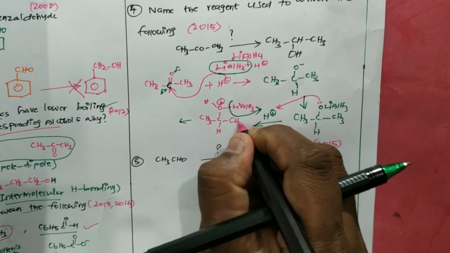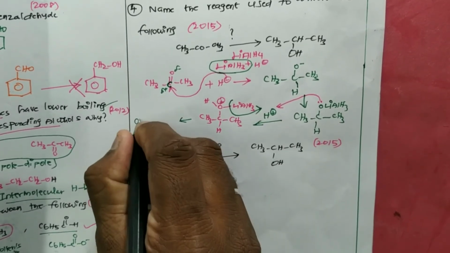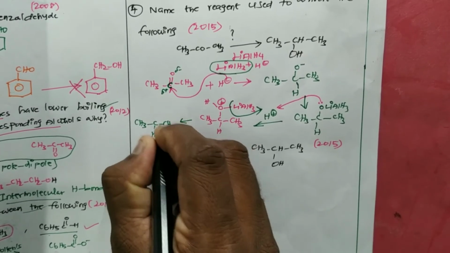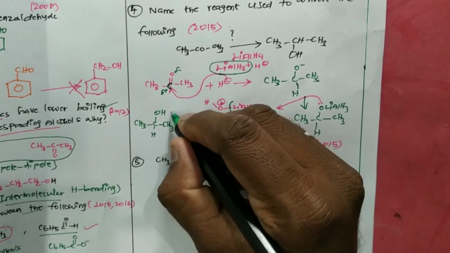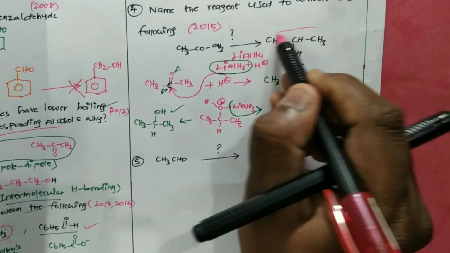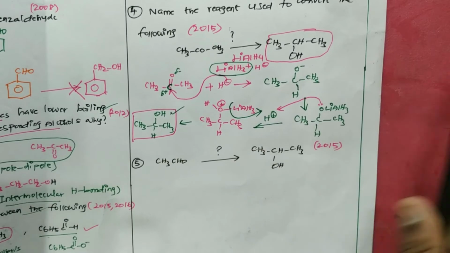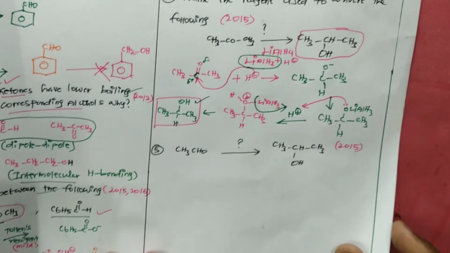Are you able to understand? So here CH3 is there. By that way, I'll be getting a product CH3, CH, CH3, and here it is OH. That is my ultimate product. What I'm getting here is the same, that is CH3, CH, CH3, a 2 degree alcohol. Are you able to understand?